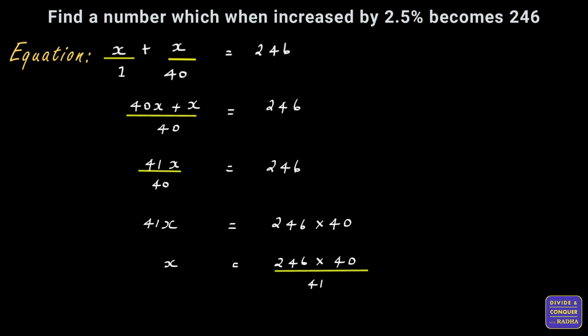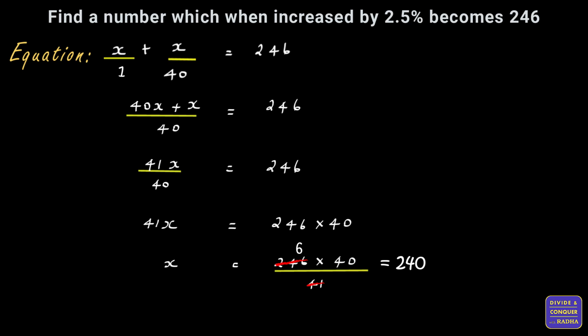The multiplicative form of 41 becomes division when it moves to the other side of the equation. So 41 times 6 gives us 246. So 6 times 40 is equal to 240. Therefore, x is equal to 240. So the original number is 240.